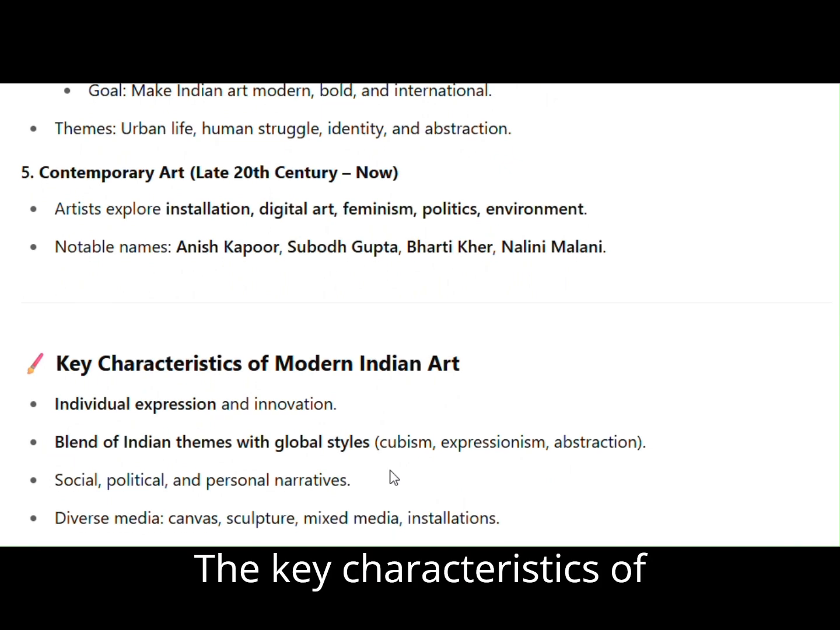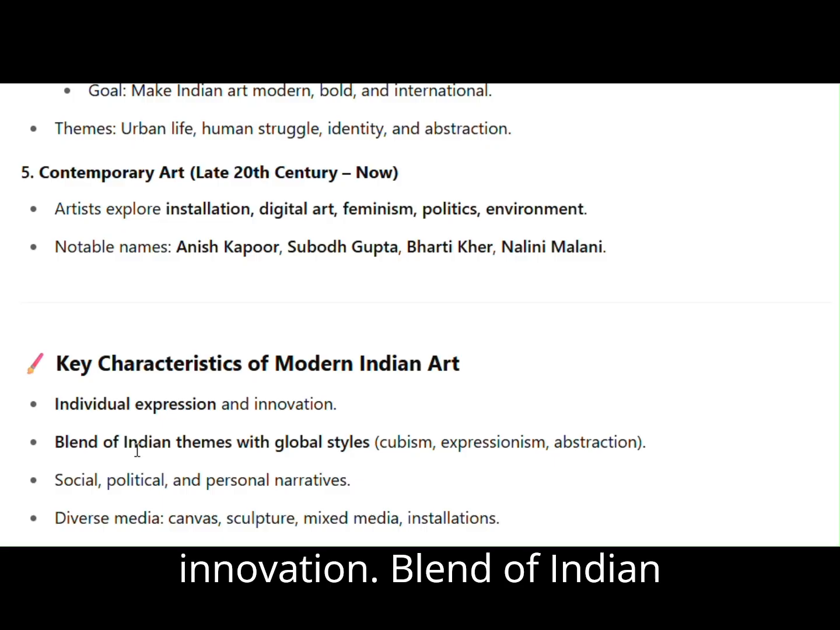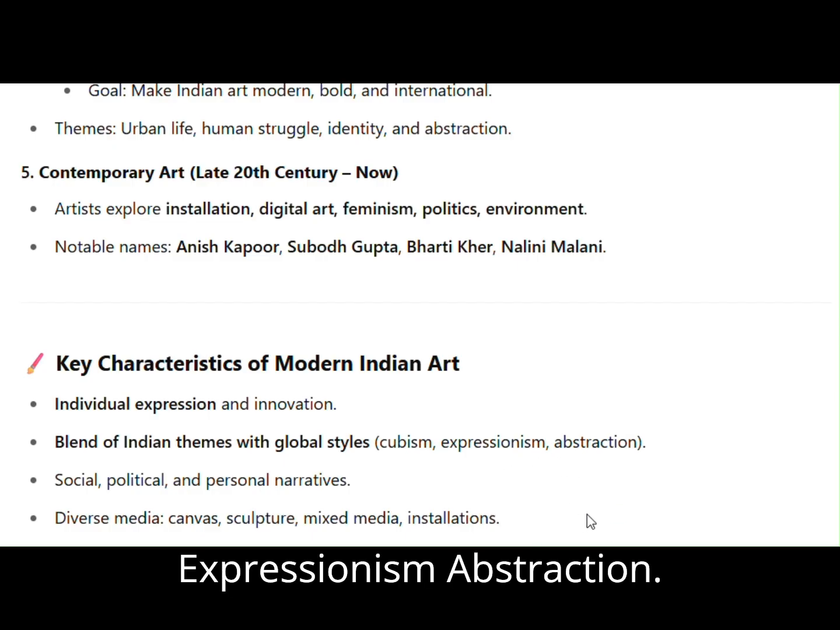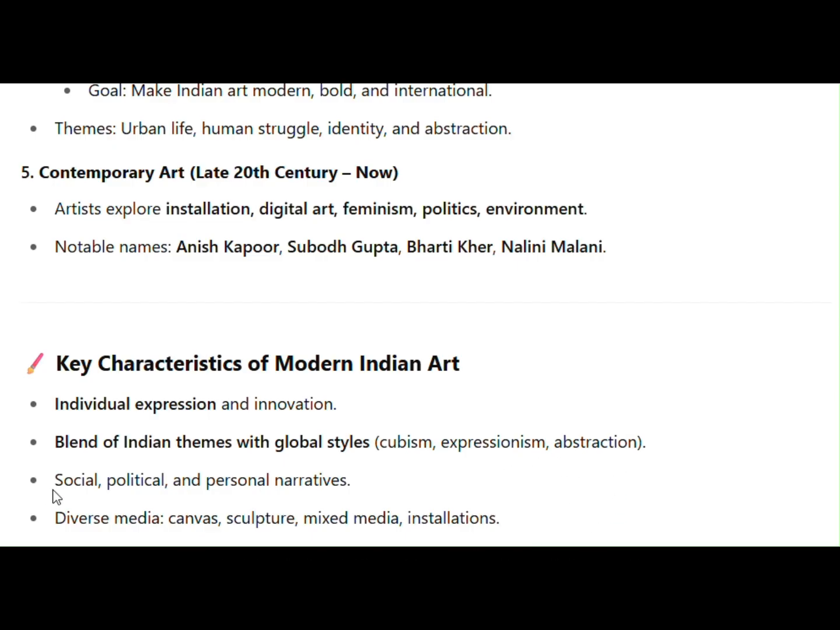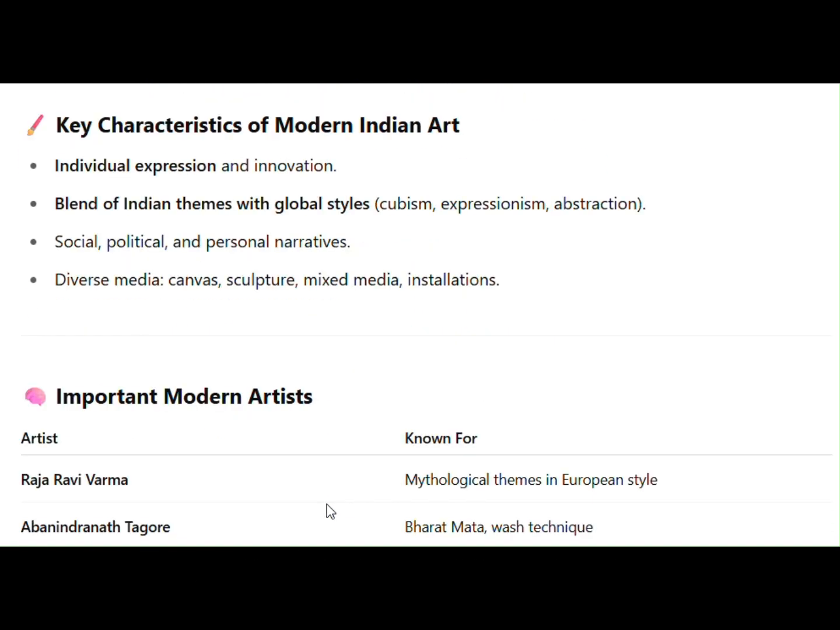The key characteristics of modern Indian art are individual expression and innovation, a blend of Indian themes with global styles like cubism, expressionism, abstraction, and social, political, and personal narratives. Diverse media are canvas, sculpture, mixed media, and installation.